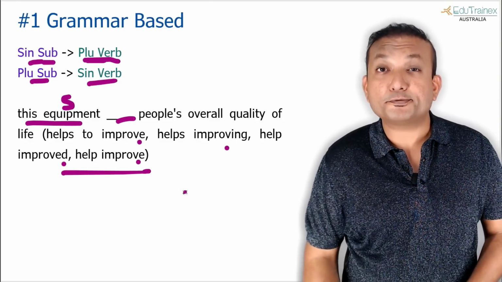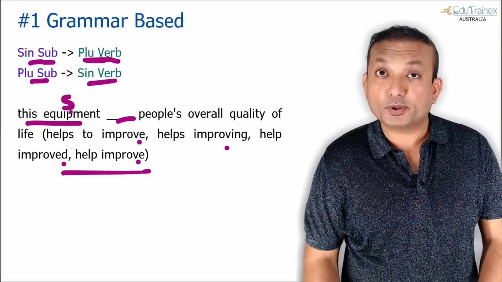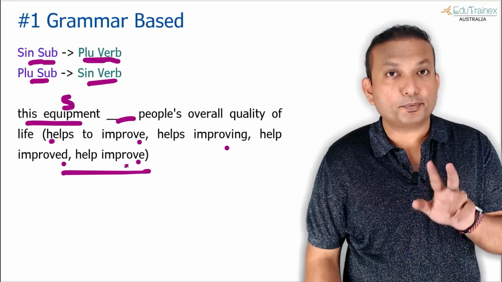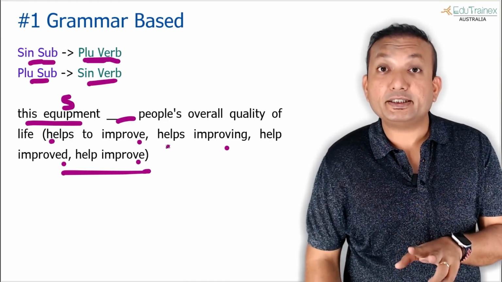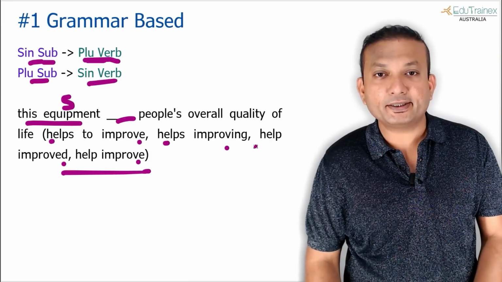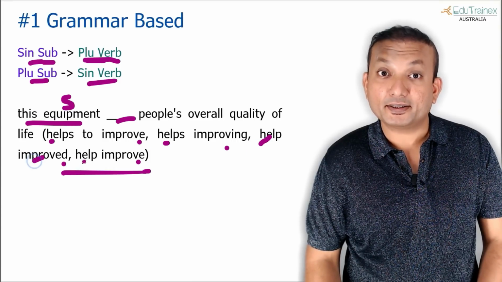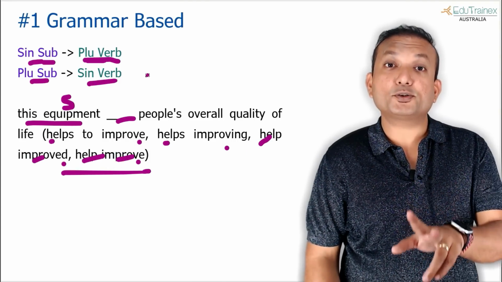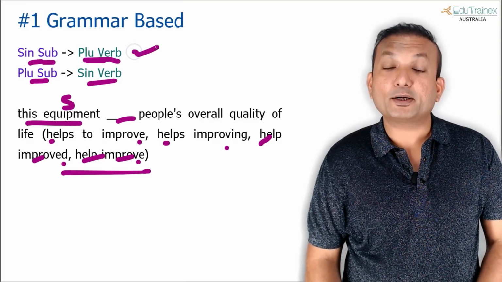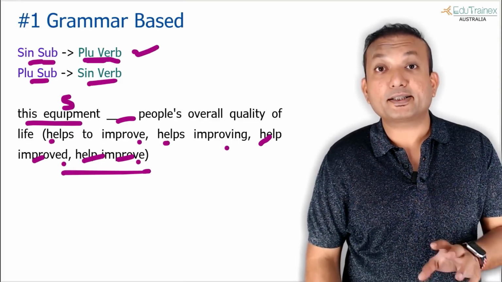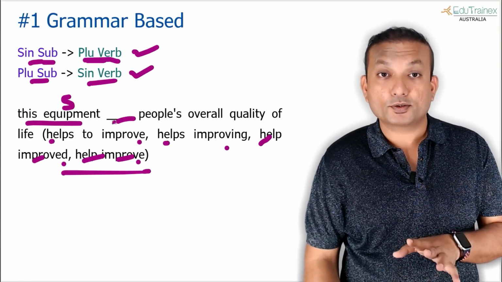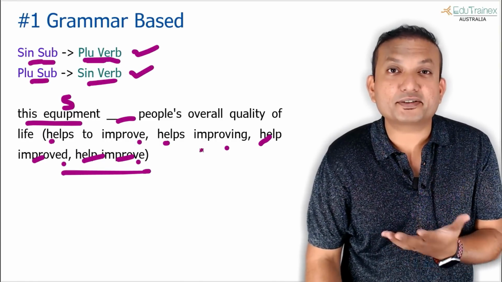So what is the first grammar tested here? Singular subject, plural verb. Now helps is plural. Which other word do you see as plural? Helps over here. So only these two options should be considered. You have to eliminate the other two, because they are not complying with the rule that I just showed you: singular subject requires plural verb, and plural subject requires singular verb. So we eliminated two options straight away.